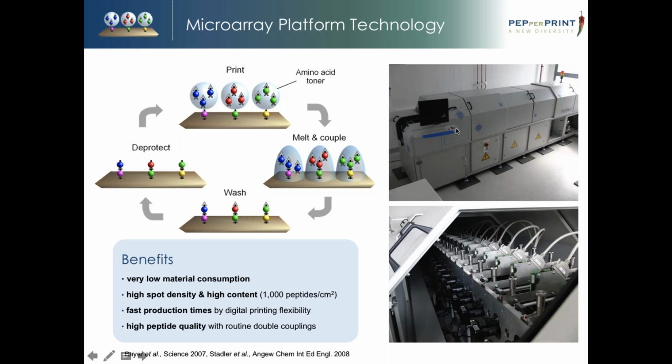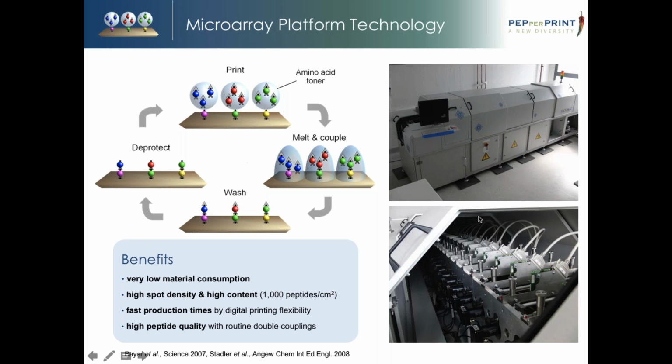This slide is a little bit busy, but up here in the upper right corner is a picture of our printer that we have in our headquarters in Germany. It's about 4 to 5 times the size of a normal office laser printer. And here on the lower right-hand corner is a picture of the cartridges. So instead of having 4 color cartridges, we have 24, one for each of the natural amino acids and 4 for unnatural amino acids.